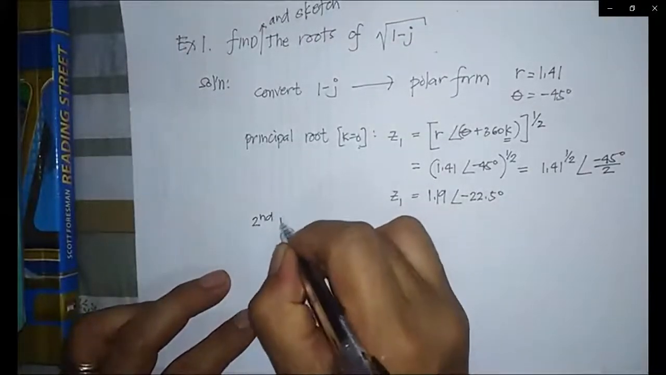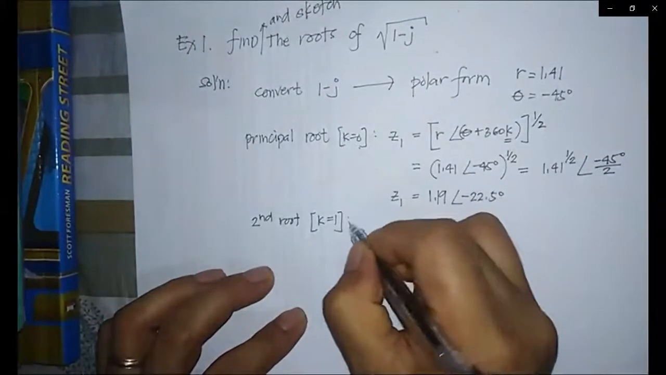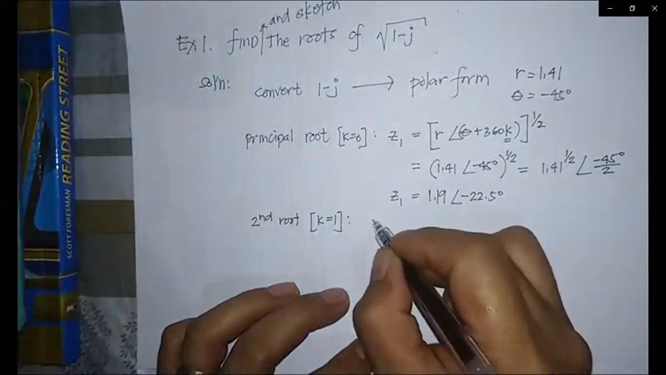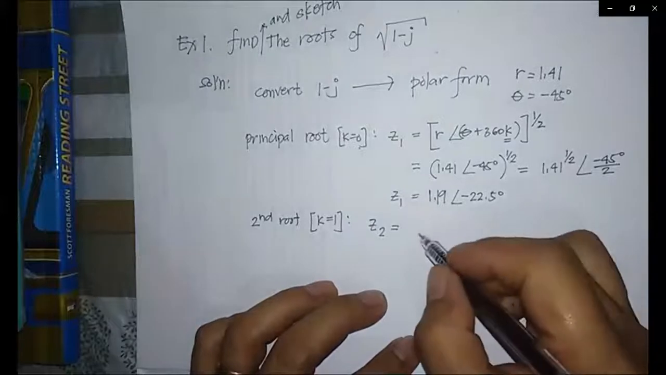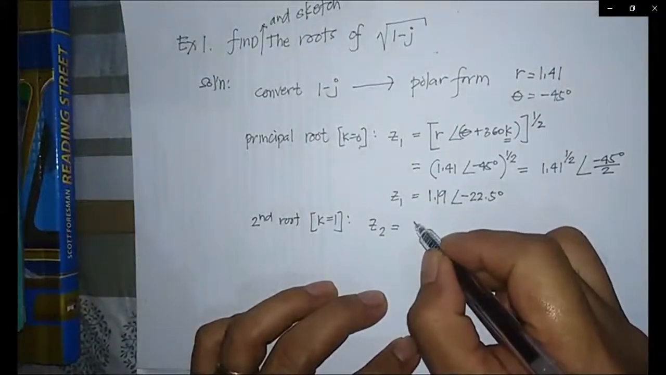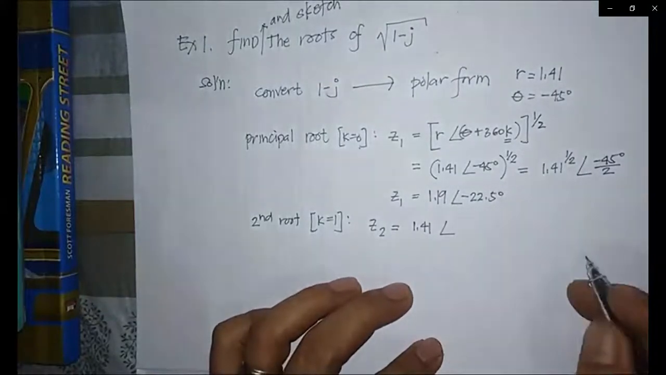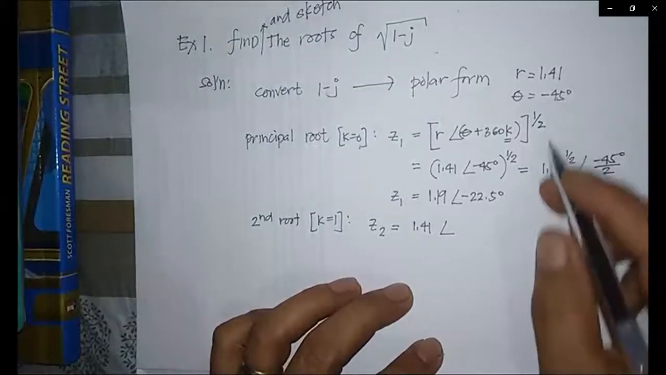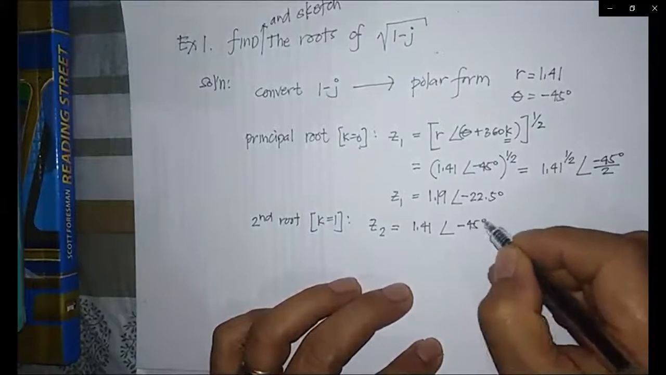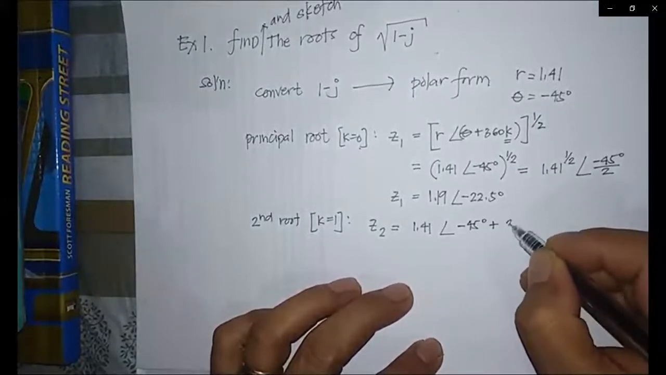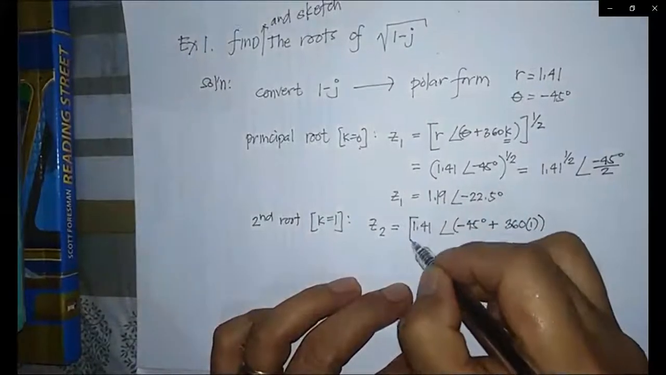Now for your second root, that is when k is equal to 1. So we can write that as z2 is equal to, take note r is equal to 1.41. So we can just write 1.41 angle of, so your angle theta is negative 45 degrees. So we can write negative 45 degrees plus 360, since k is equal to 1, all raised to the power of 1/2.